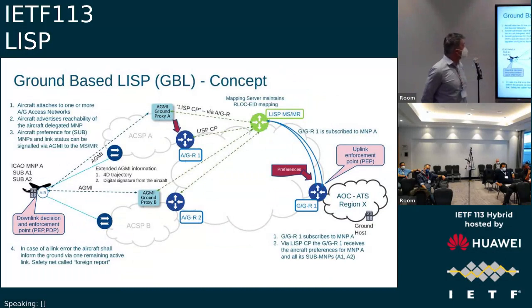Thanks. So a few words about the concept. So typically the aircraft starts with attaching to one or more of these air-ground access networks, mainly by using radio access technology specific means. It needs typically to authenticate to the access network. And then the access network announces that this mobile network prefix is reachable over the specific air-ground access network.